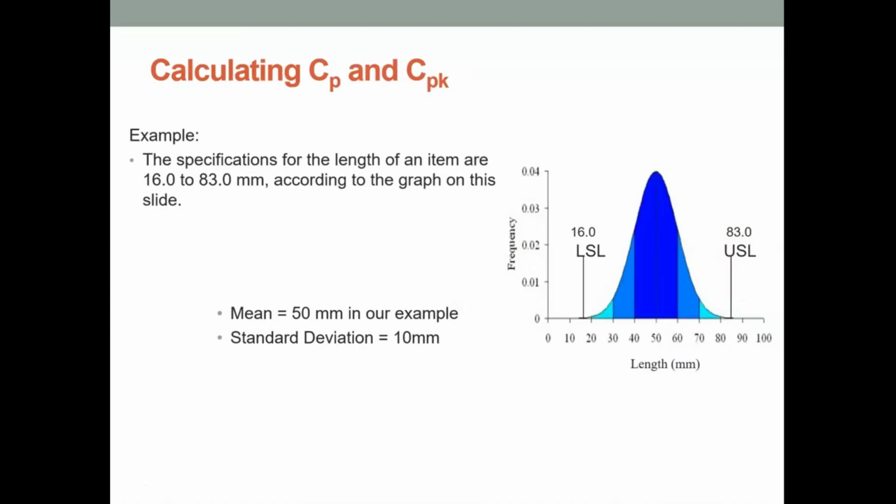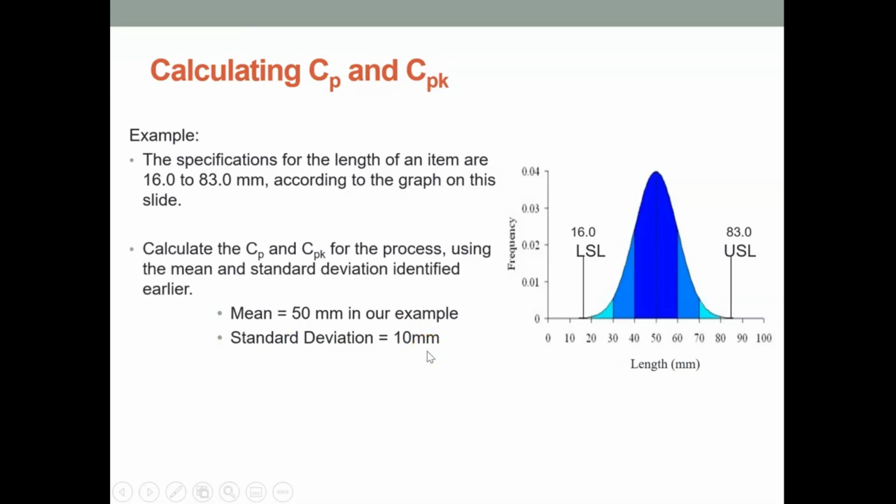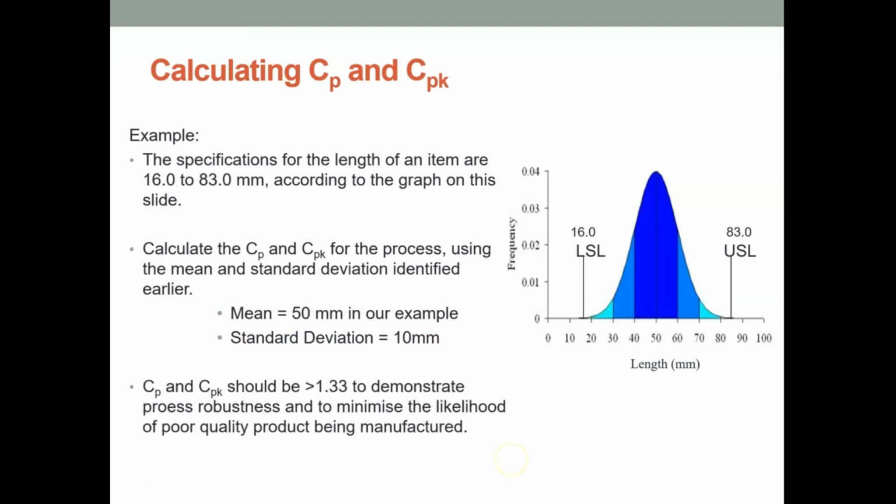We'll just go through an example to explain it in better detail. So if we have a process and our specifications for the length of the item in this process are 16 to 83 millimeters, according to the graph on the slide. So our lower specification limit is 16, our upper specification limit is 83. We've calculated our mean to be 50 millimeters in this example, and we've calculated our standard deviation to be 10 millimeters. So what we want to do is calculate our CP and our CPK for this process using the mean and the standard deviation that we have come up with here.